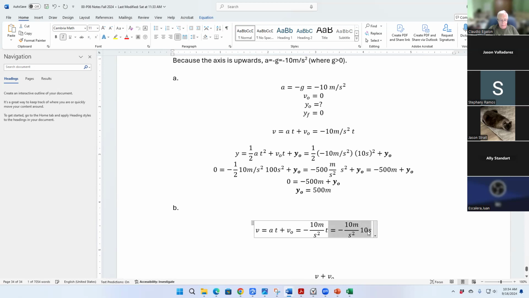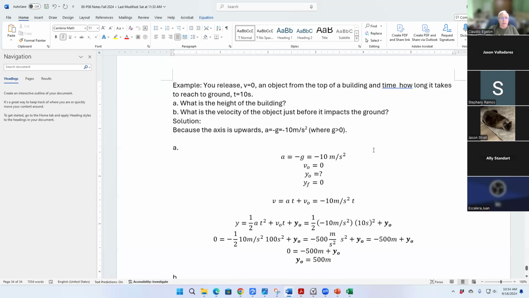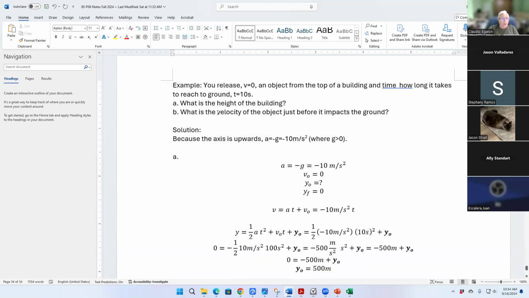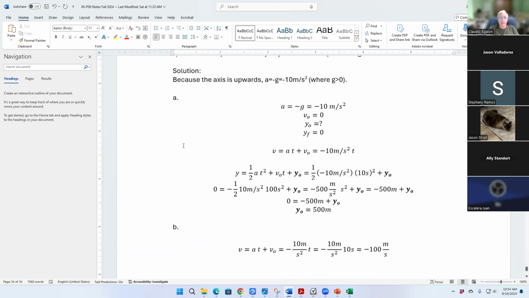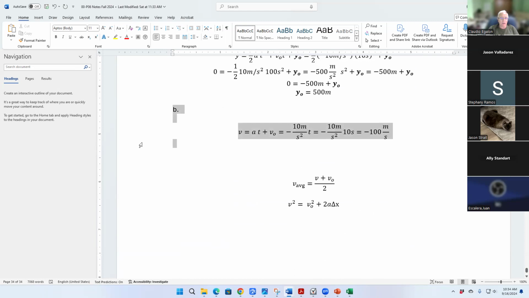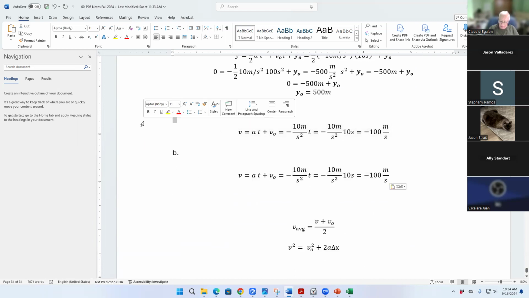And we get minus 100 meters. This second cancels out with this other second here, right? And we get here minus 100 meters per second. And then we can go to the next step. Instead of the velocity, what is the speed of the object just before it impacts the ground? Okay? So the speed is going to be what? The magnitude of the velocity.